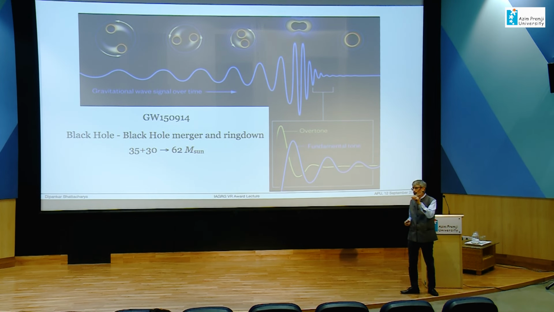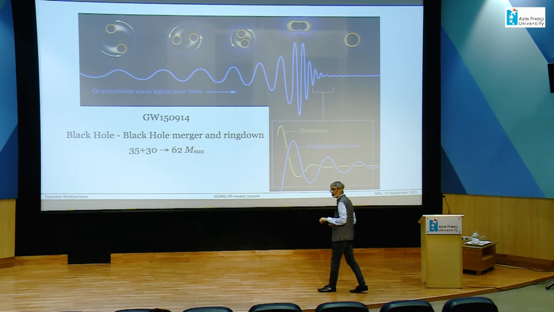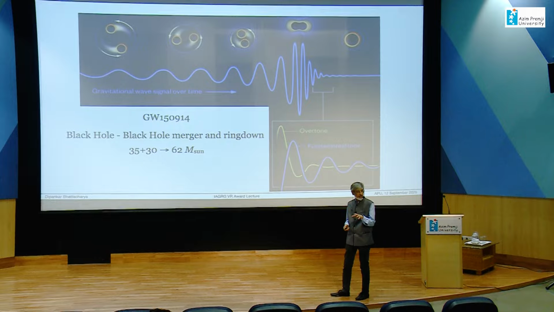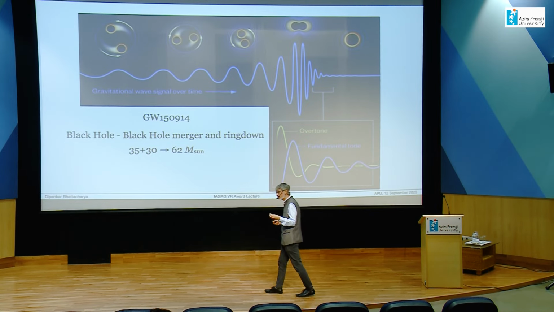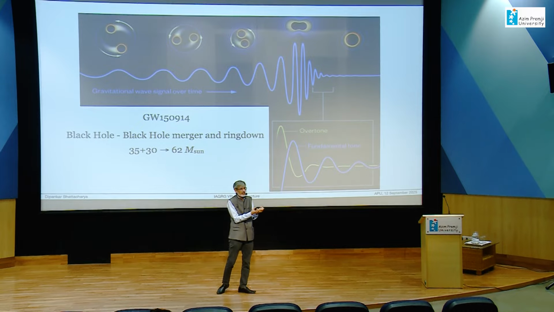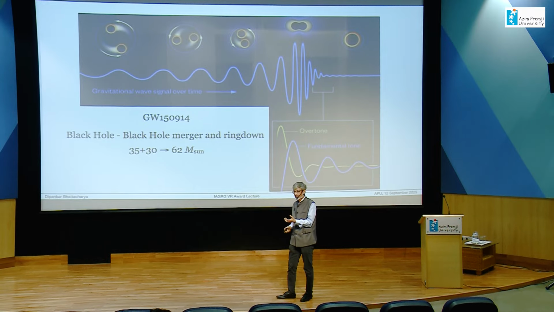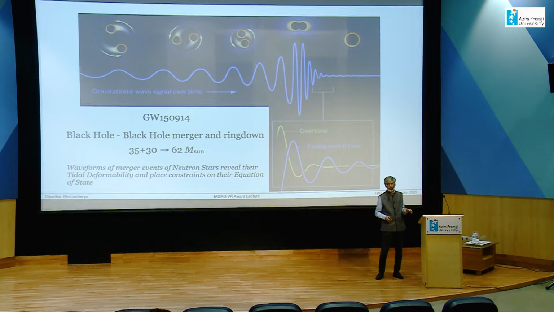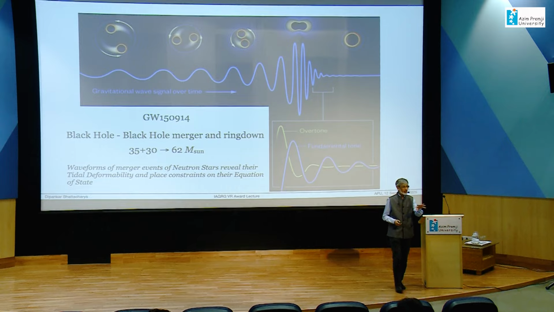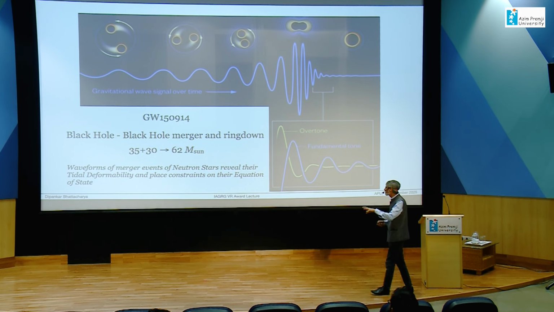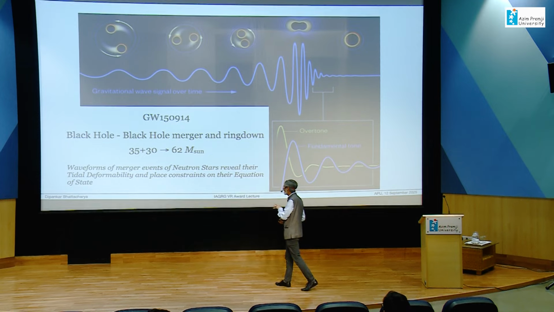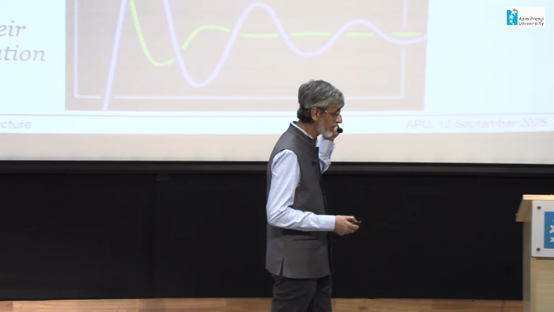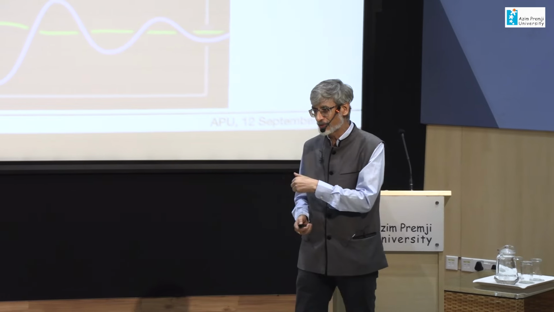And those departures from point source or point mass signatures is a signature of tidal deformability of neutron stars. And how deformable a neutron star is depends on internal forces. It depends on the equation of state. So if you take the waveform of a double neutron star merger, you can reveal the signature of the tidal deformation and hence place constraints on neutron star equation of state. So it's another new constraint on neutron star equation of state from another relativistic measurement.